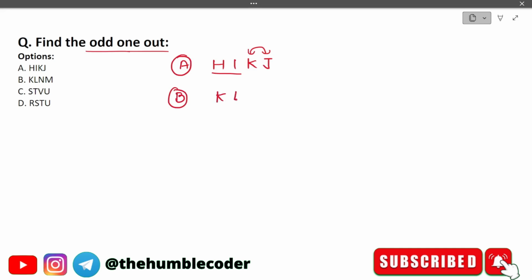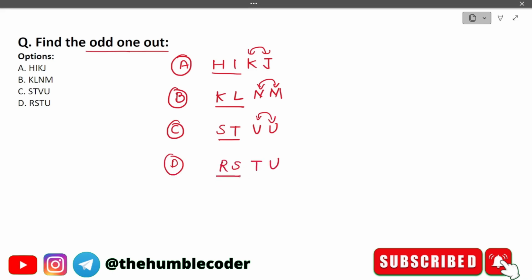K, L, and then M and N is reversed. So K, L is in proper sequence, and N, M, so this is reversed. Okay, they both look similar in pattern, right? Let's move on to the C. So S, T, V, U. Again, ST is in correct sequence and VU is reversed. Actually, it should be STUV, right? Okay, so far the pattern looks the same in all, right? Let's see the last one, RSTU.